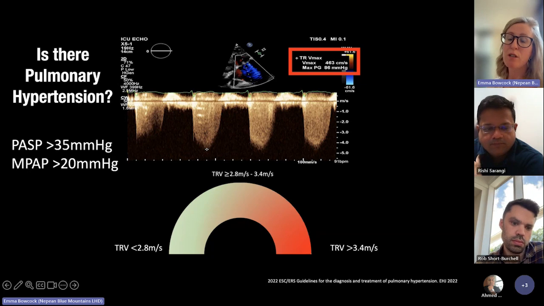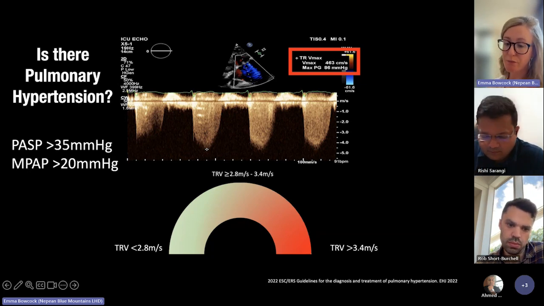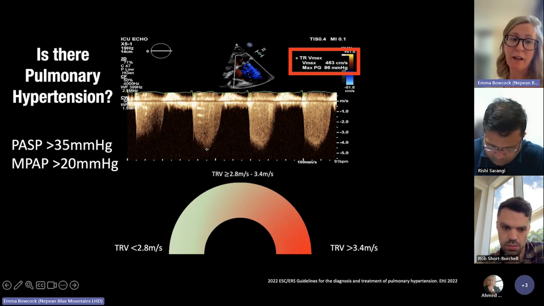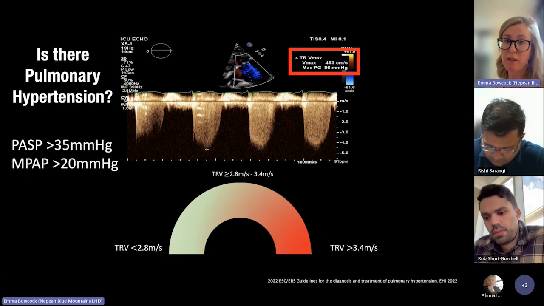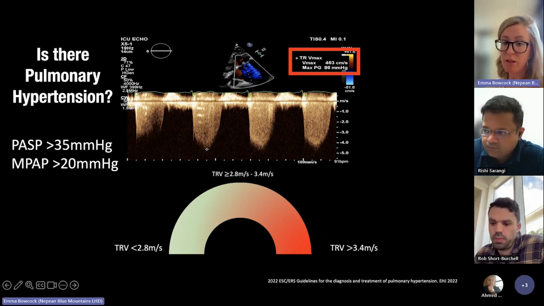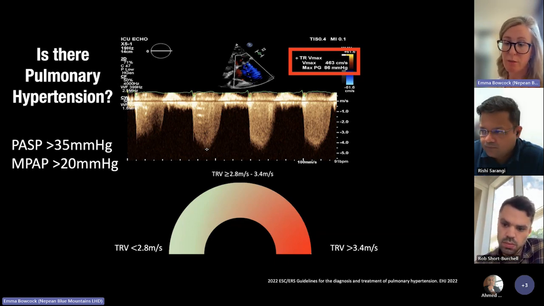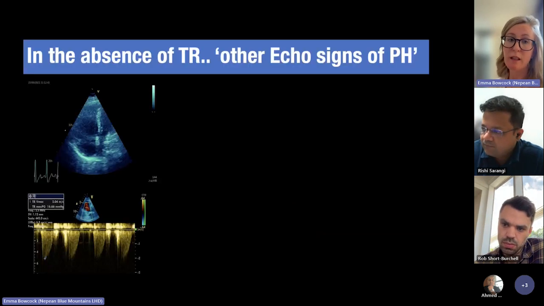And these values, when we do our Bernoulli equation, so V squared plus right atrial pressure, which is notoriously difficult to measure with echo in critically ill patients and inaccurate if they're ventilated, correlates to a pulmonary artery systolic pressure, this 2.8, of about 35, and then a mean pulmonary artery pressure of about 20. So that's the new cutoff. You're probably familiar with that from the 2022 guidelines. Mean pulmonary artery pressure of more than 20 at rest is pulmonary hypertension. So it's the first time it's been lowered from 25 to 20.